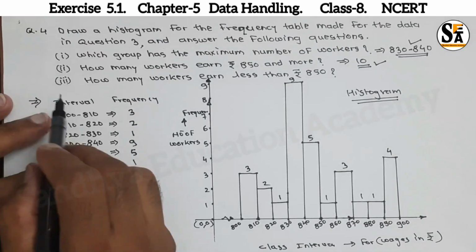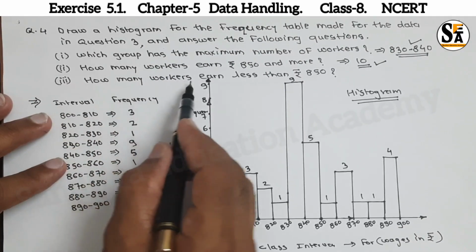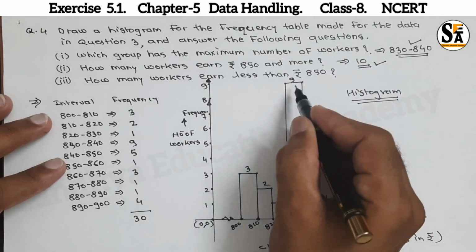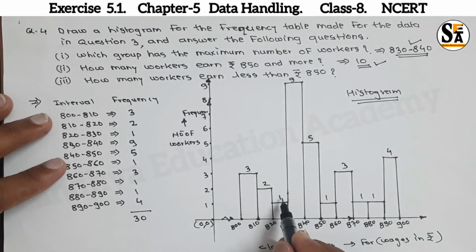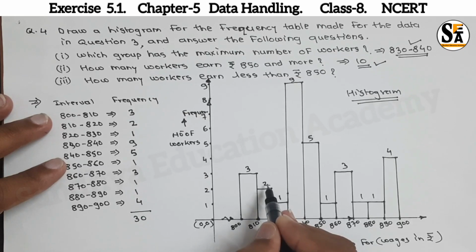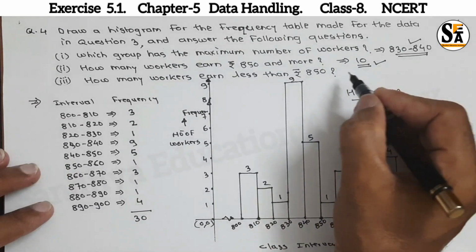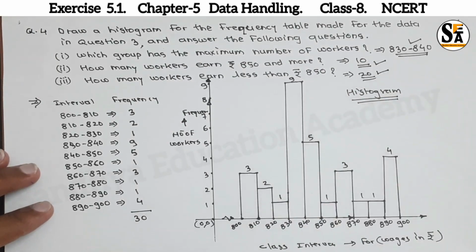So in the last question, what is asked? How many workers earn less than 850? So this class interval is 850. Just count: 5 plus 9 is 14, plus 1 is 15, 16, 17, and plus 3 means there are a total of 20 workers. So 20 is our answer.